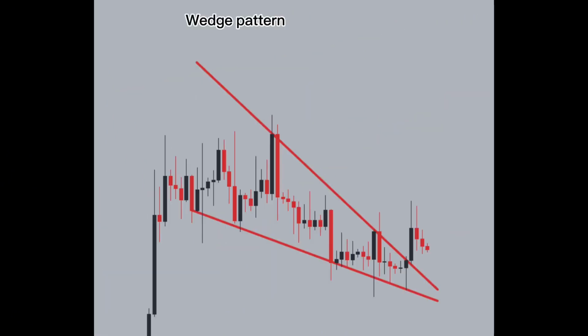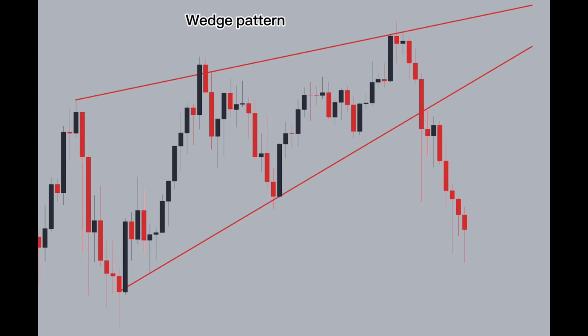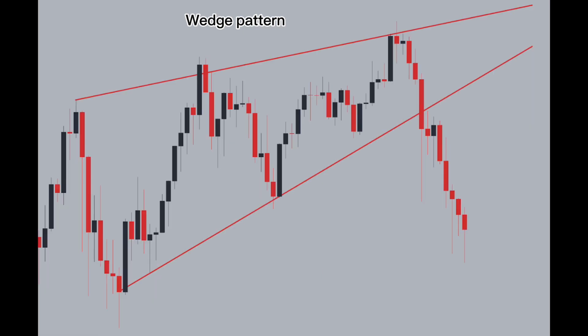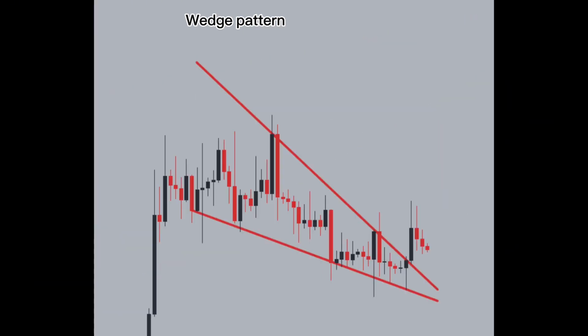Number 6, wedge pattern. Wedge formations are a type of reversal pattern that often forms when the price pushes into resistance or support. It consists of 2 trend lines in a formation that tightens as the pattern progresses. There are 2 types of wedges, rising bearish and falling bullish. The below charts are examples of the falling left and rising right wedge.